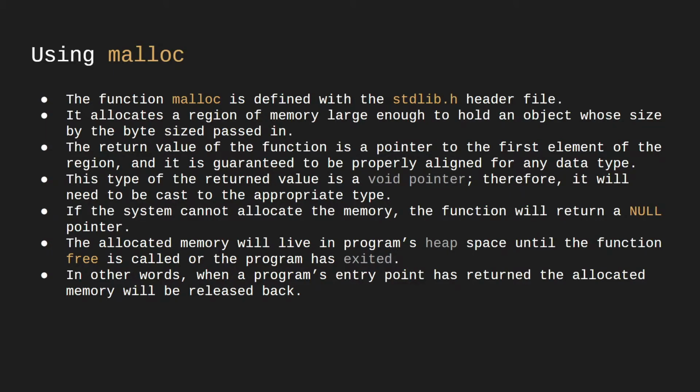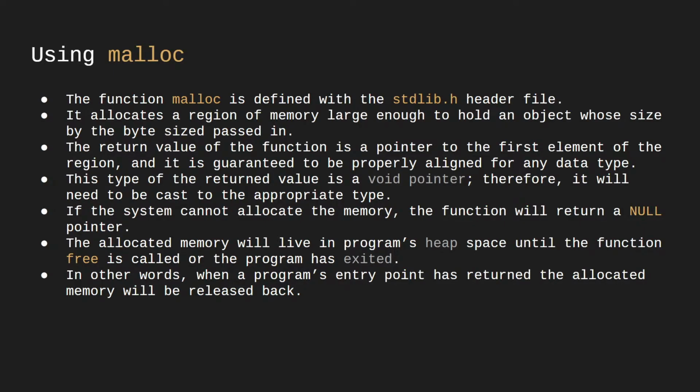We'll need to recast that to the appropriate type that we want. So if the system, for some reason, cannot allocate this memory, the function will return a null pointer. So just be aware of that. If it cannot allocate, it's always good to check to see if the pointer returned is null or not. And if it is null, then you can just assume that there is some other problem going on.